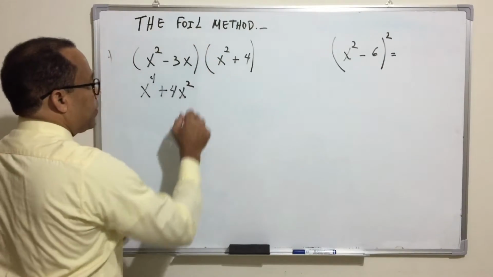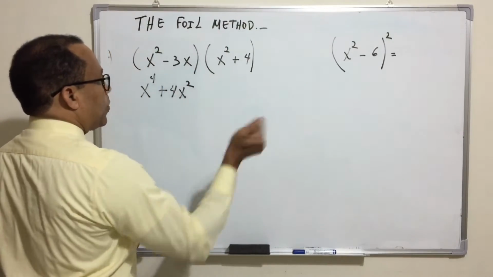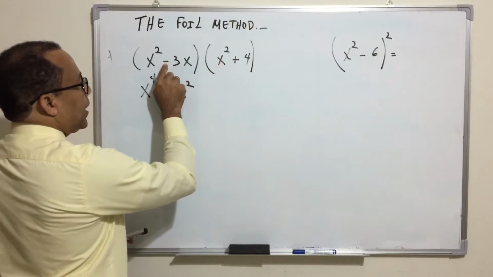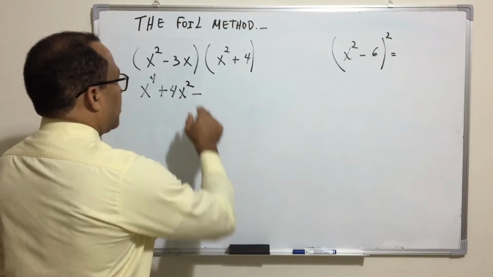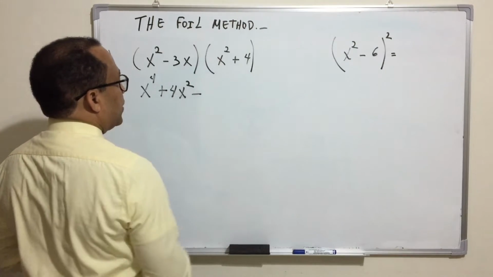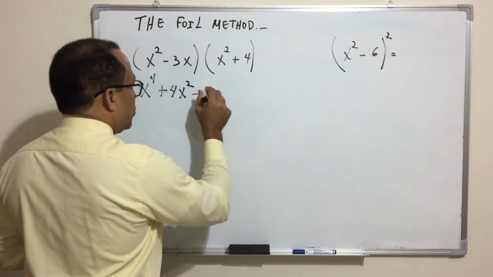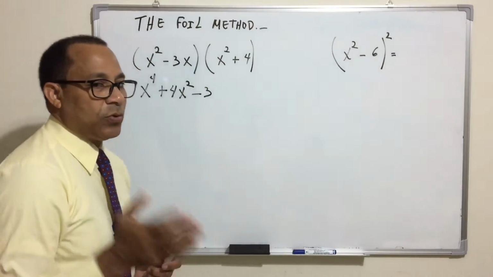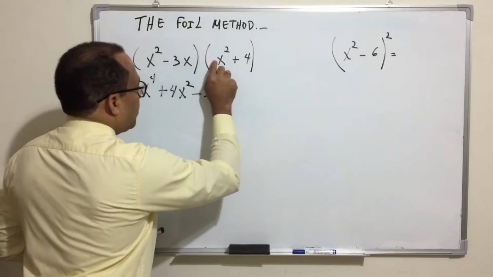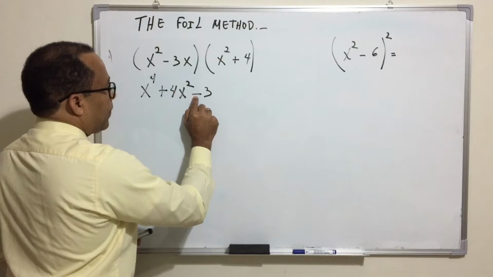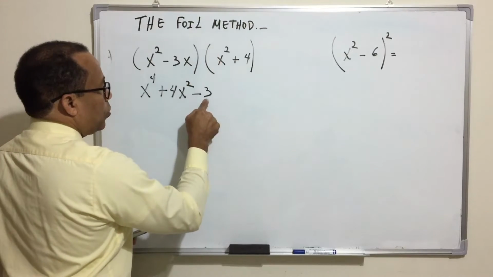Multiply the inner terms, the terms inside. These two. Let's multiply the signs first. Negative times positive equals negative. And now we multiply 3x times x to the second. Multiply the coefficients. 3 times 1 equals 3. Remember, I already multiplied the signs. I said negative times positive is negative. And now I take the coefficients. 3 times 1 equals 3.